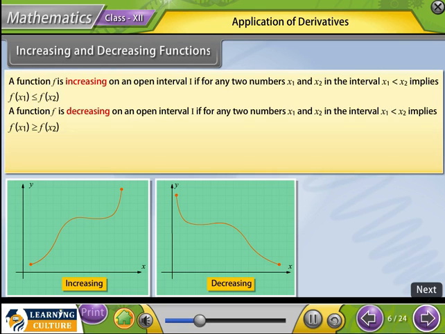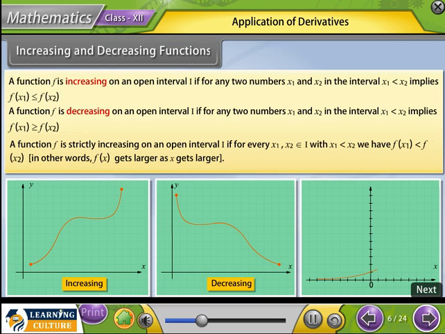A function f is strictly increasing on an open interval I if for every x1, x2 belongs to I with x1 less than x2, we have f of x1 is less than f of x2. That means f of x gets larger as x gets larger.